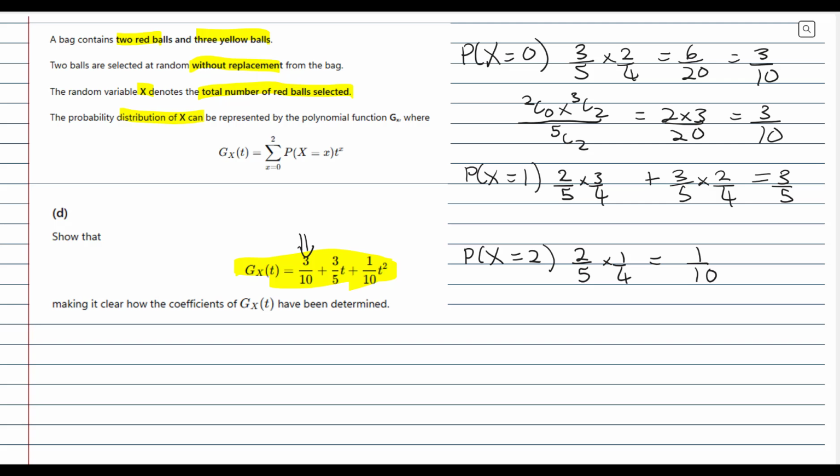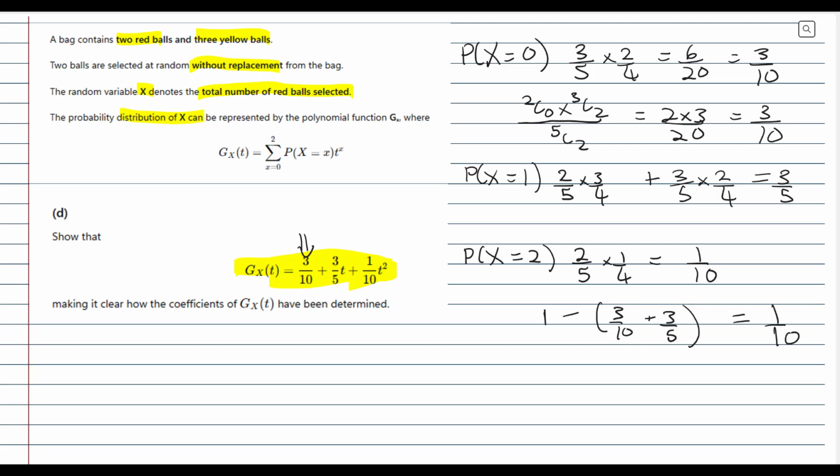Or for x equals 2, you could just think it's 1 minus the probability of getting no red balls, which was 3 out of 10, or getting 1 red ball. So that's the chance of getting 2 red balls there, and you'll notice that works out the same to 1 out of 10.